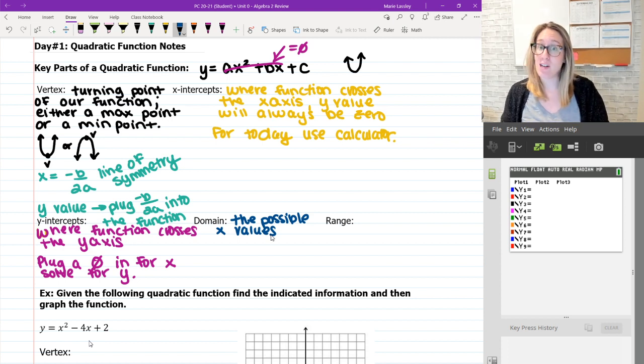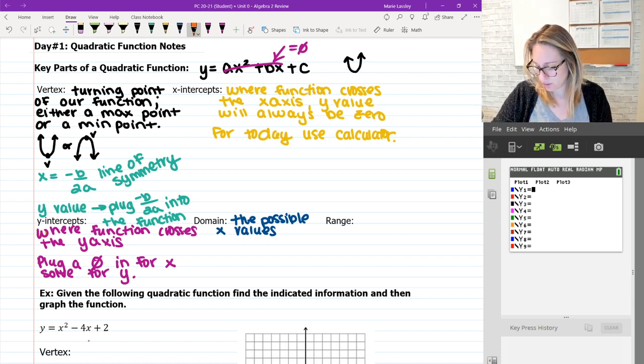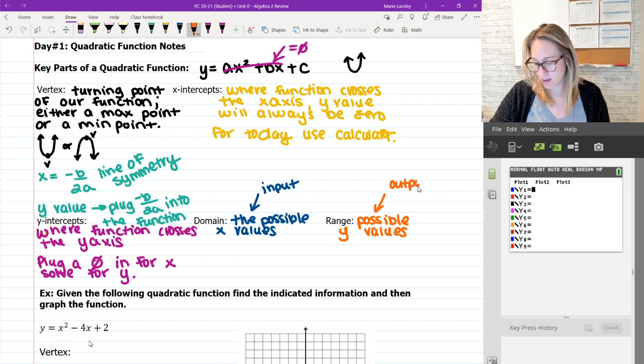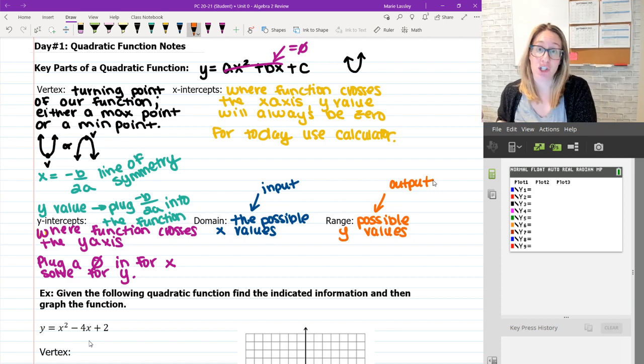Your range, on the other hand, is your possible y values. Where I said domain is what you're allowed to put into the function, we call this an input value. That means your range values are output values. These are values that end up coming out of your function. So domain is what you're allowed to plug in, and range is what you're going to get out.